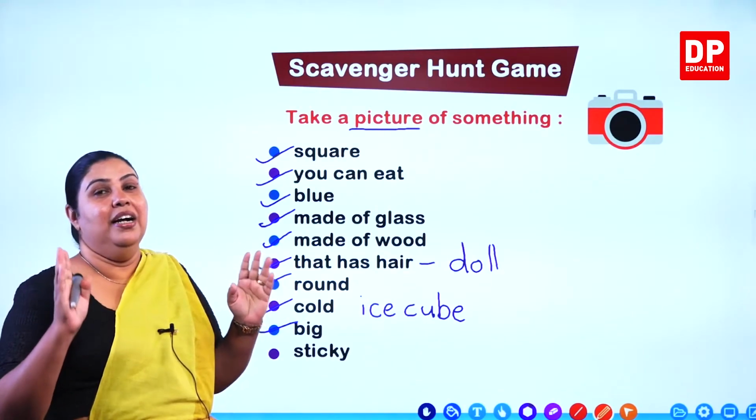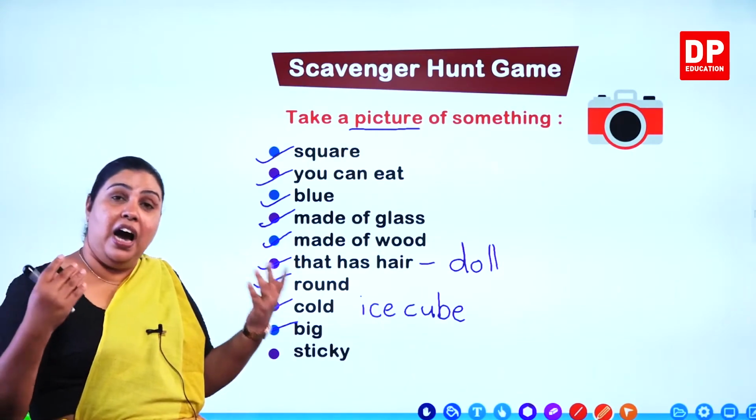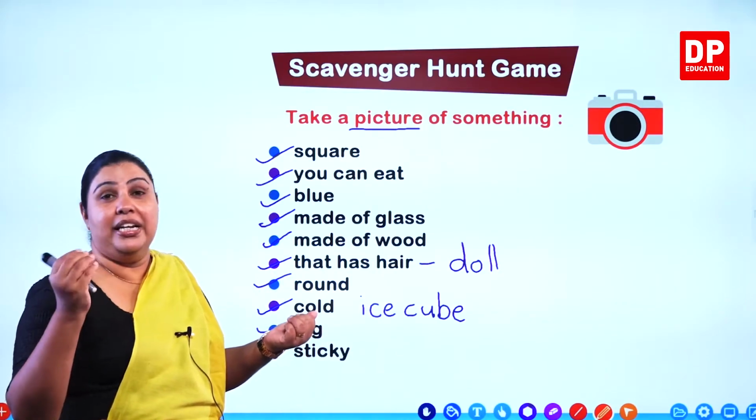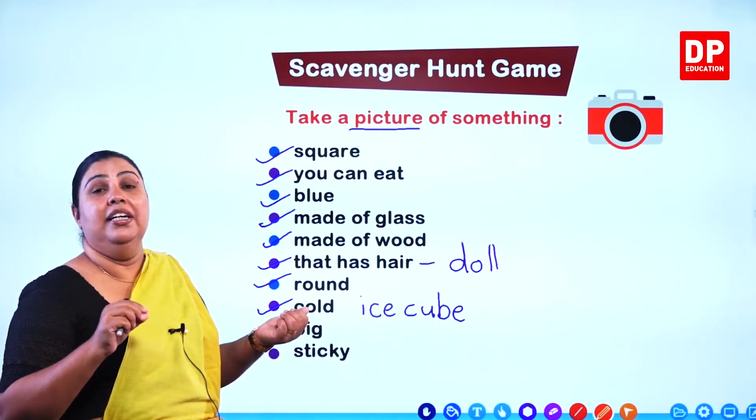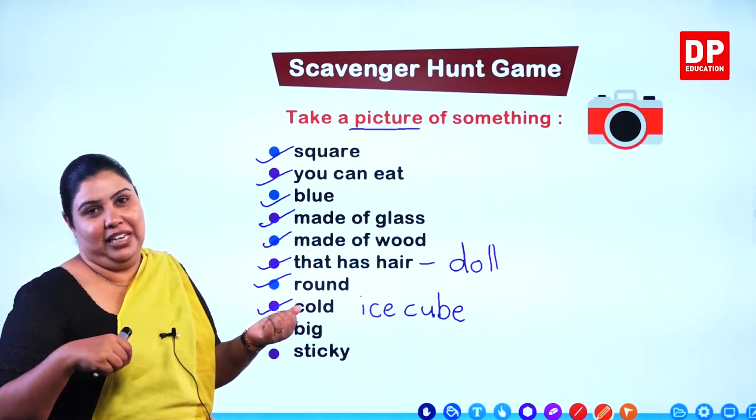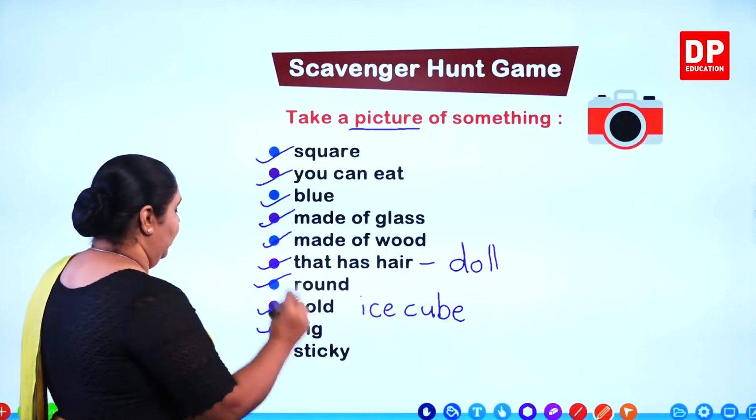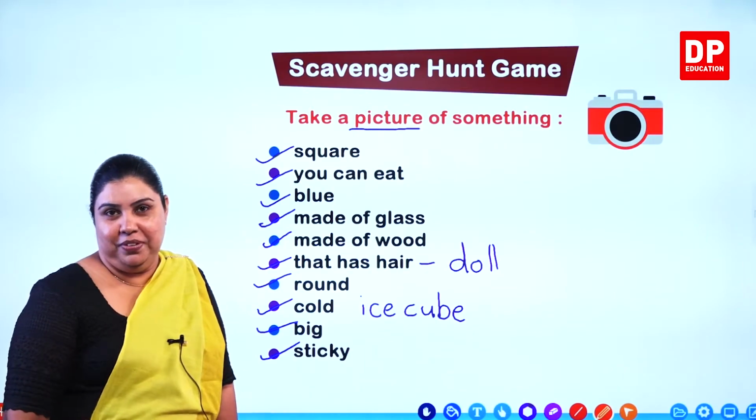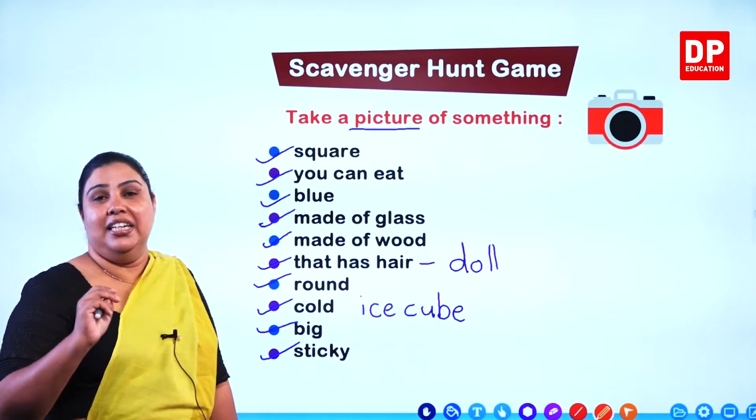So you can maybe take a picture of a bottle of gum, a bottle of honey, then something sweet that is sticky, right? So you can take a picture of sap. You can pick a leaf from a tree and then take the picture of the sap that you see. So now you can put all these things together and complete this list in your scavenger hunt game, right? So now we have learned 3 ways of doing scavenger hunt games.